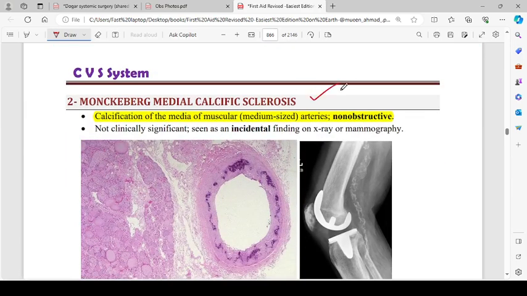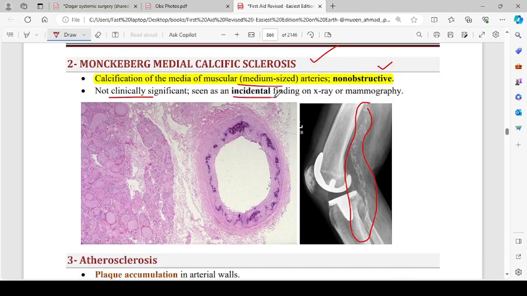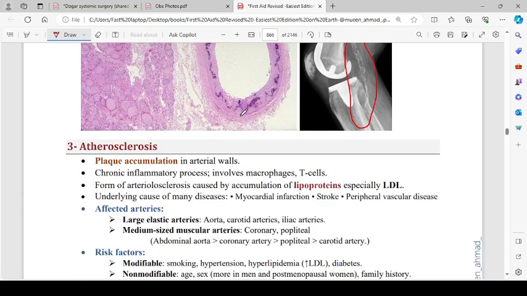It is the most benign condition of them all. So it is just the calcium deposition in the vessel wall, and there will be hardening of the vessels, right? As you can see, this is the prominent thing to see over here. The vessel is visible on X-ray because of the calcium deposition. So it is calcification of the media of muscular medium-sized arteries, and it is non-obstructive. It is not clinically significant, and it is seen as an incidental finding on X-rays or mammography.